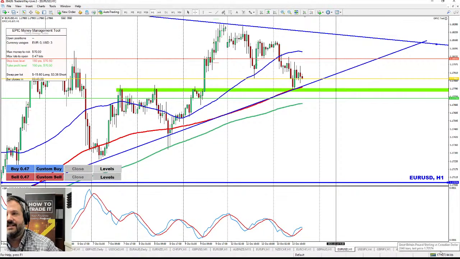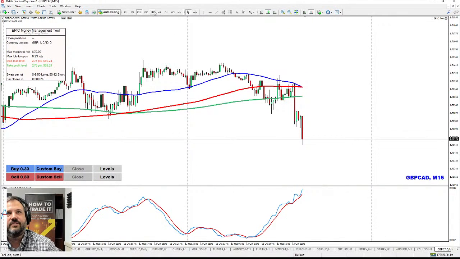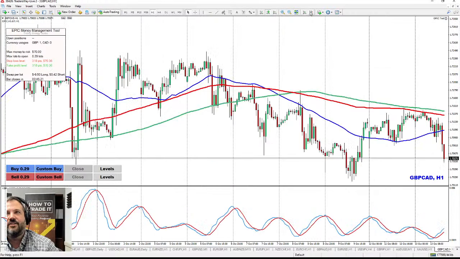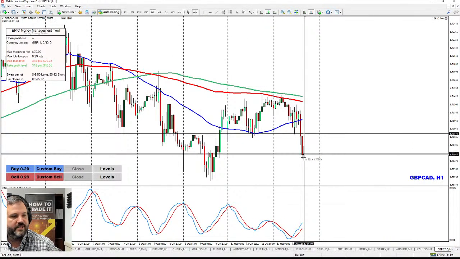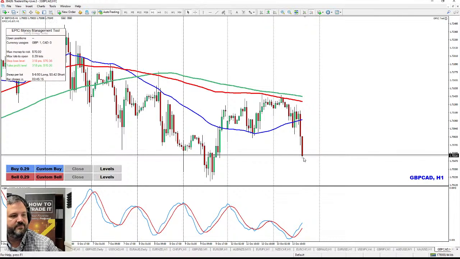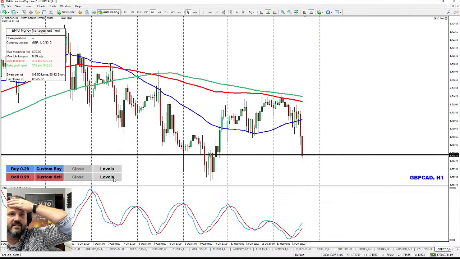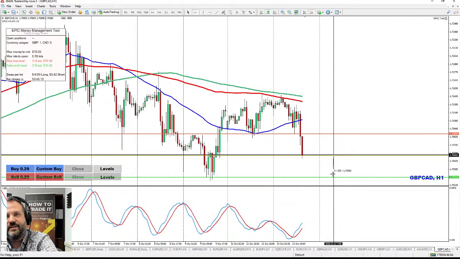So let's take a look at that pound CAD. TJ, what's your target on that? Did you hit that target yet? Because if you got in here, you'd be up about 32 pips. That's a pretty awesome trade. I think the target would have already been hit.